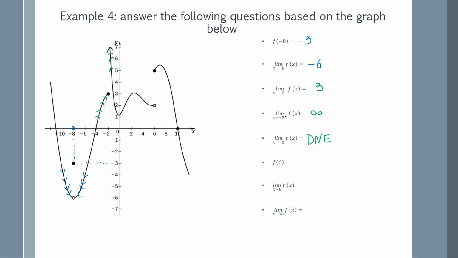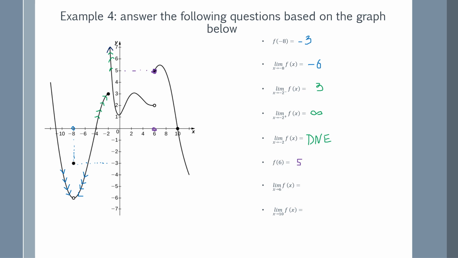Notice that there's no indication here, no minus or plus, so that means we should consider both one-sided limits, which are not equal, so we can say that the limit as x goes to -2 of f of x does not exist. Now we only have two other points to consider. What is f of 6? Let's switch our focus here. f of 6, what is it? That would be this solid dot right here. f of 6 is equal to 5.